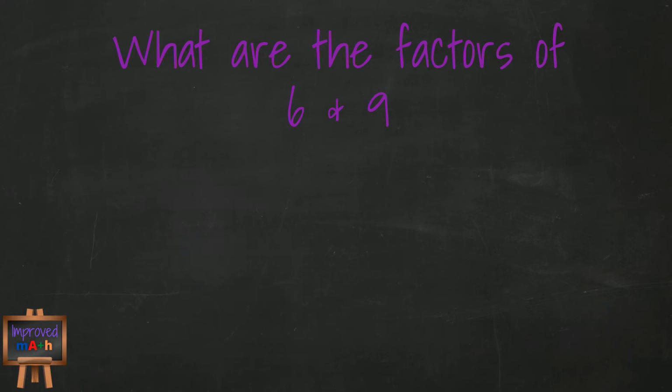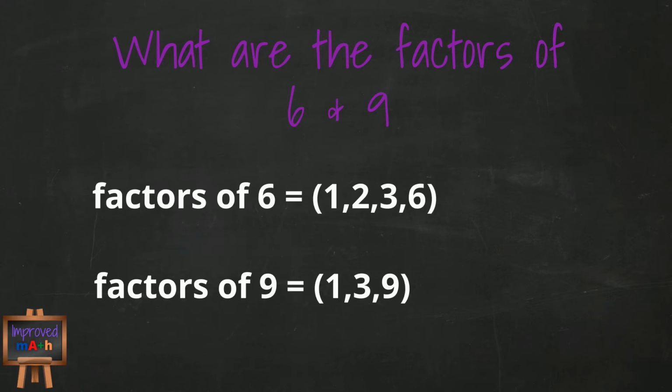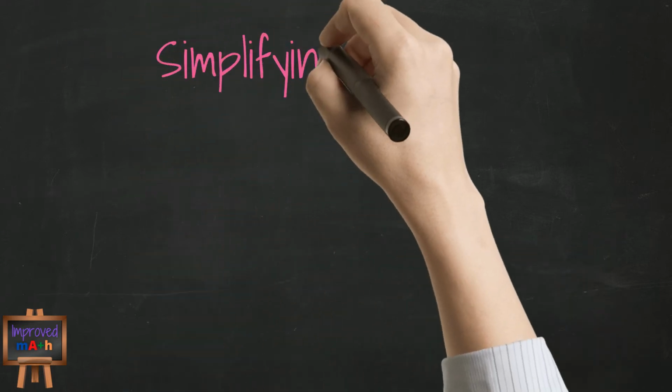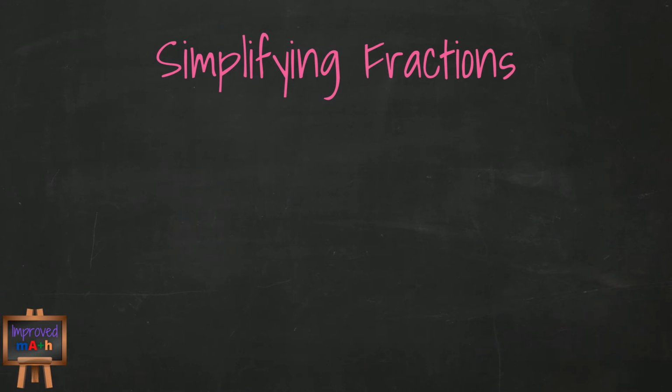So if we were to look at these two numbers together and find out what the greatest common factor would be, you would say 3, right? It's the greatest factor that is present in both the factors of 6 and 9. So now that we're clear on factors, and we know how to find the greatest common factor, we can go back to simplifying fractions. Our first example is this, 12 over 36.